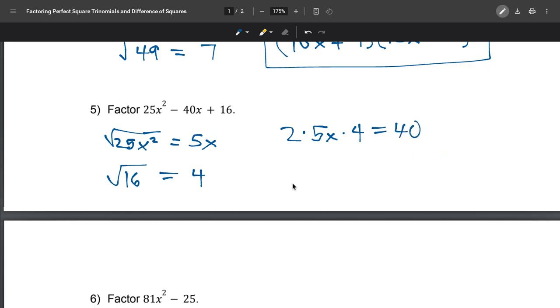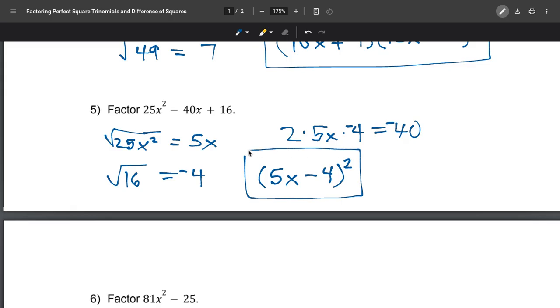But we could take the square root of 16 to be negative 4. I have to make it negative because we want to get negative 40. So that is going to mean that we're going to have 5x plus negative 4 squared, or 5x minus 4 squared for our factored form. All right, so that's that one.